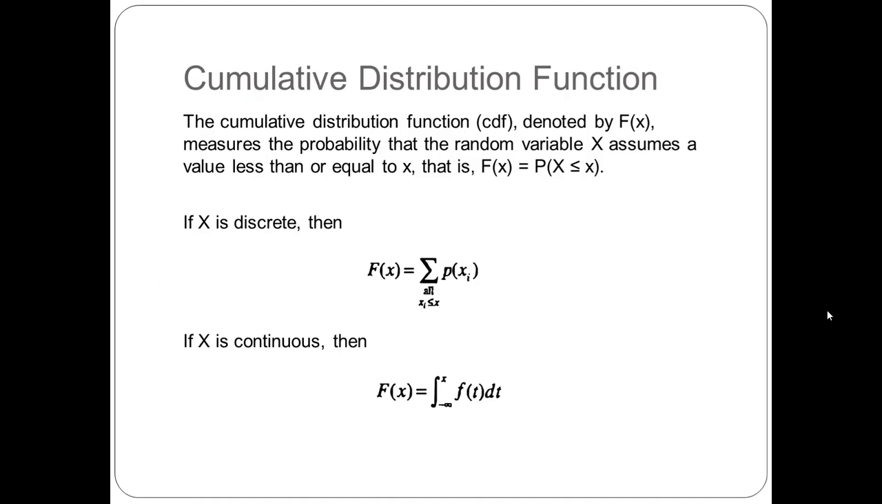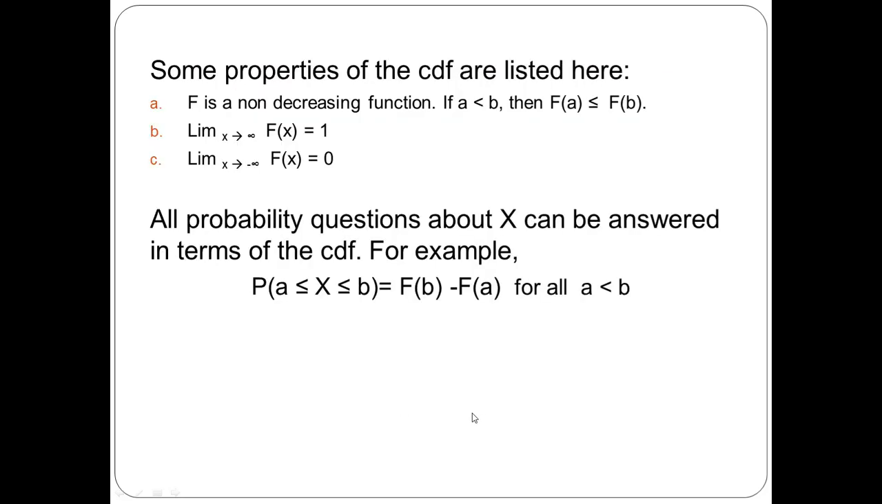The cumulative distribution function, denoted by F of x, measures the probability that the random variable X assumes a value less than or equal to x. That is, F of x is equal to this term. If the random variables are discrete, we will use this formula: F of x is equal to the sum of all the probabilities of x. If the random variable is continuous, we will use this formula.